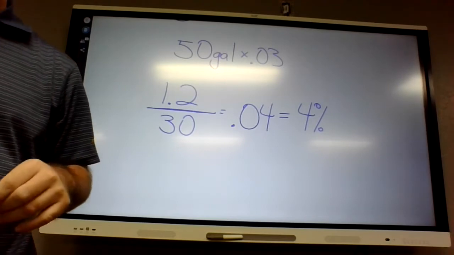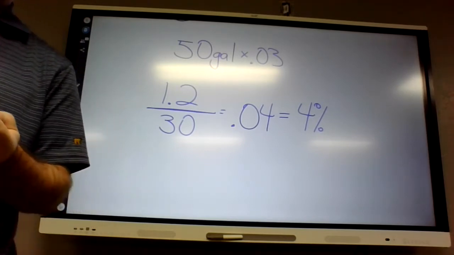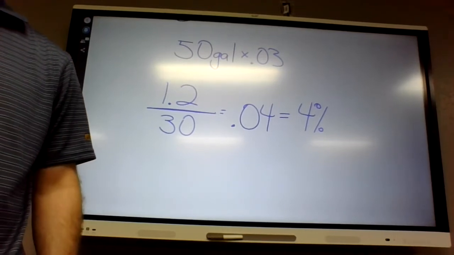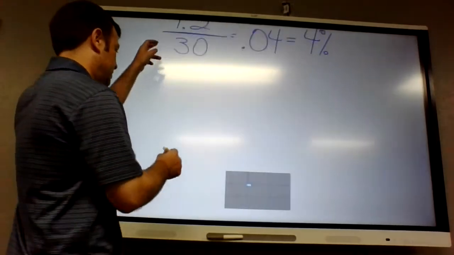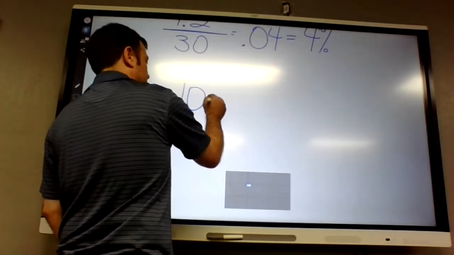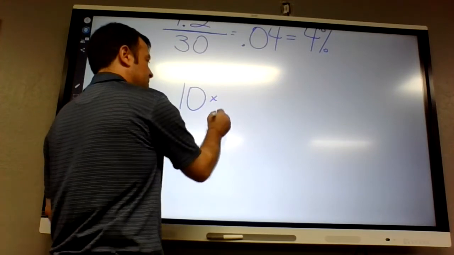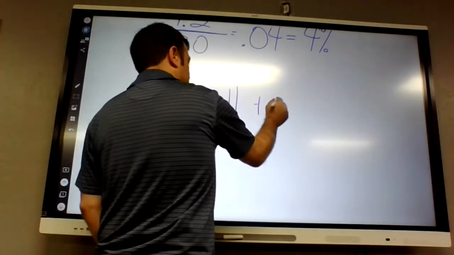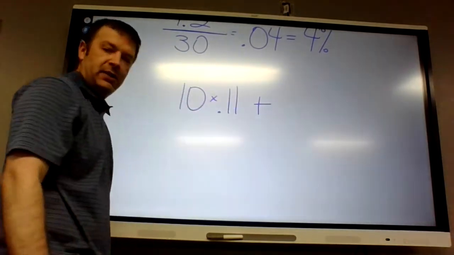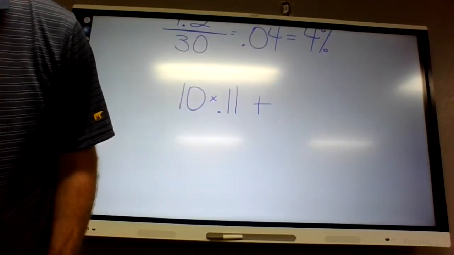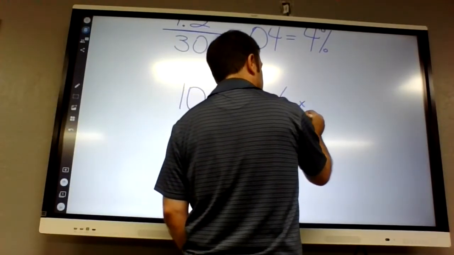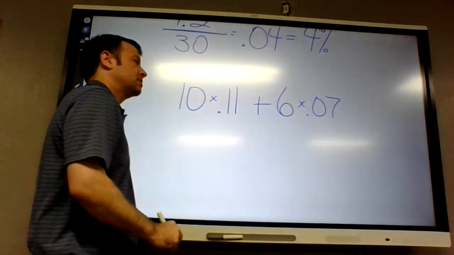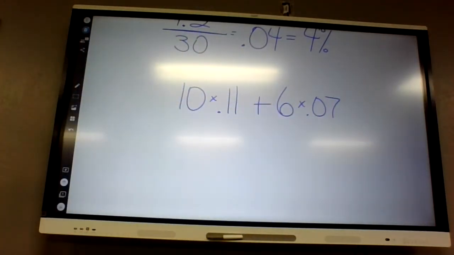Number 7 is basically number 5, but there's 2 of them. So we got 11% of a 10 gallon is salt. What's 11% as a decimal? 0.11. So that's how much salt is in the first thing. And then we got more salt in the other thing, which is 7% of your 6 gallon. So plus 7% of 6. And that would give you the total salt. So it's kind of a repeat of number 5.